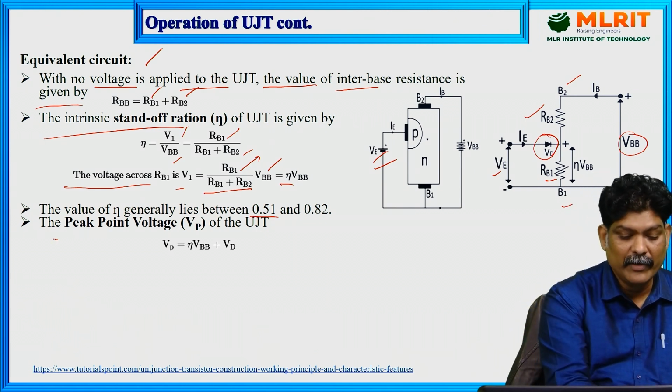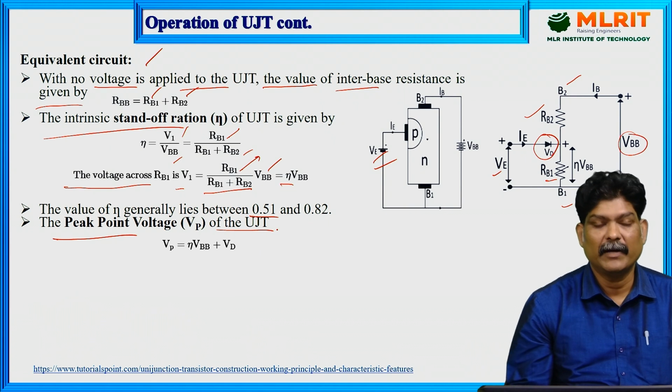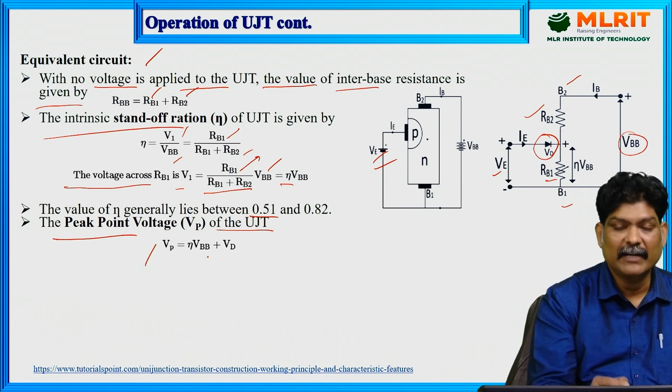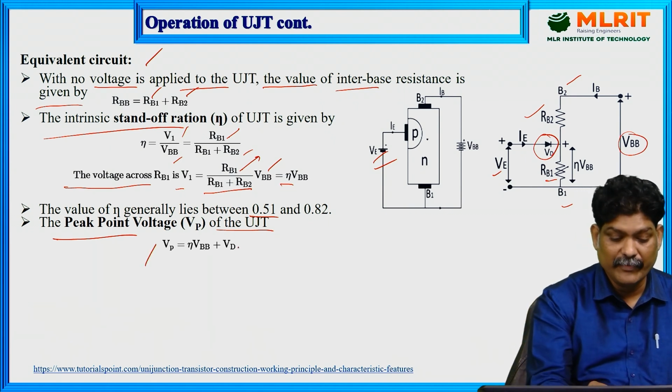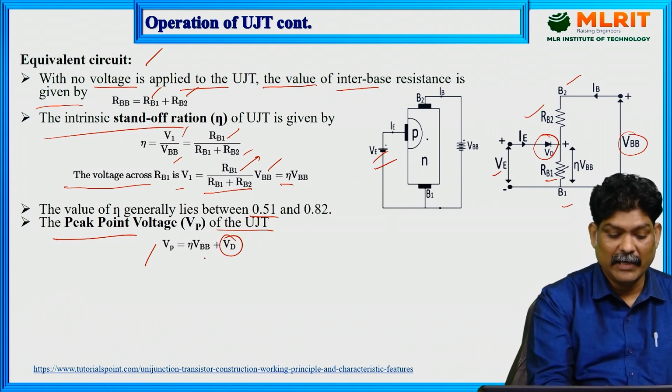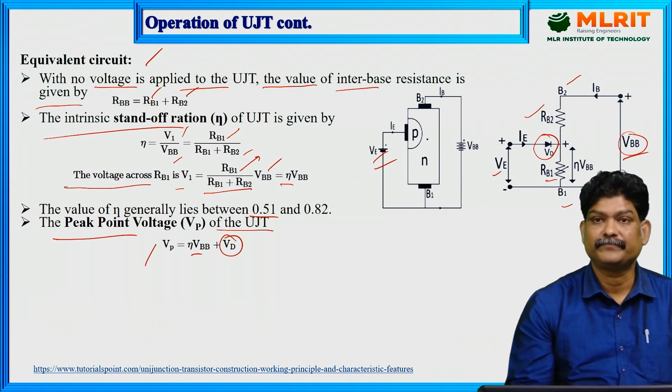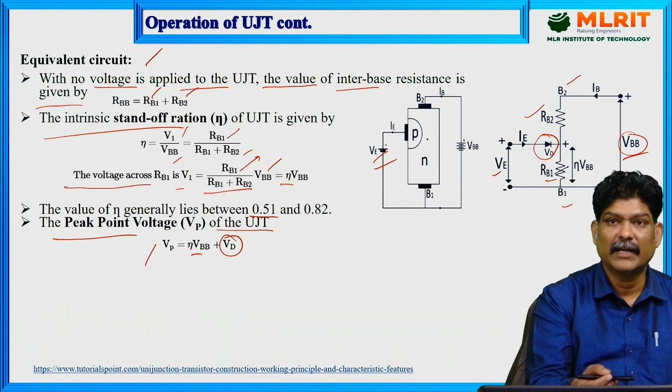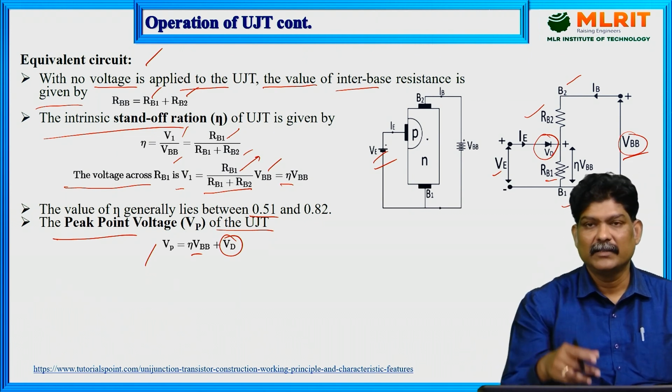The peak point voltage of the UJT is given by Vp equals eta VBB plus VD. What is VD here? It is the diode voltage, 0.7 V cut-in voltage, and VBB is the supplied voltage. In this way you can calculate the peak voltage of the UJT.